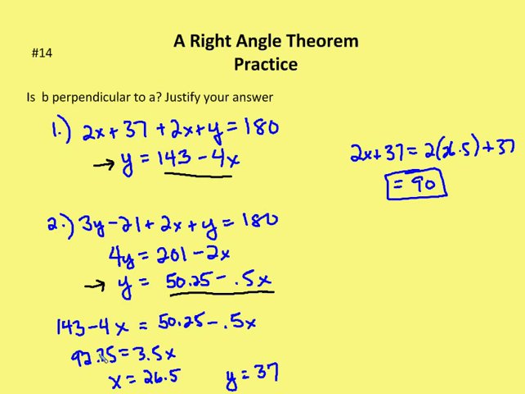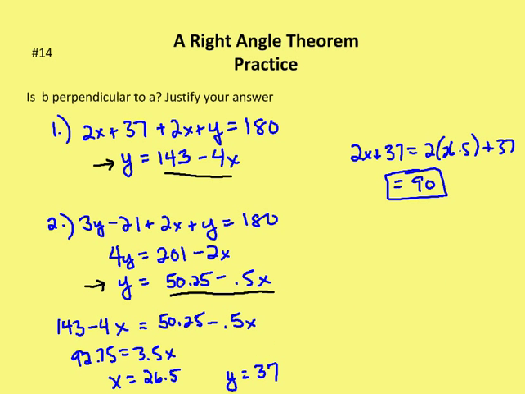I figure out that 92.75 is equal to 3.5x. I solve for x. I get 26.5. And then I plug the value of x back into any of these two equations to solve for y, and I get that y is equal to 37 degrees.